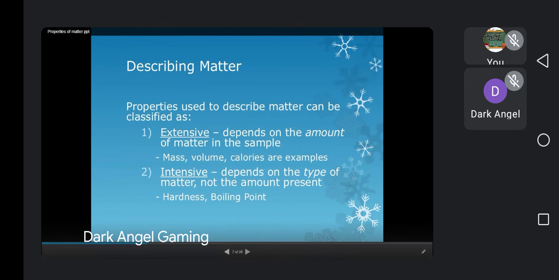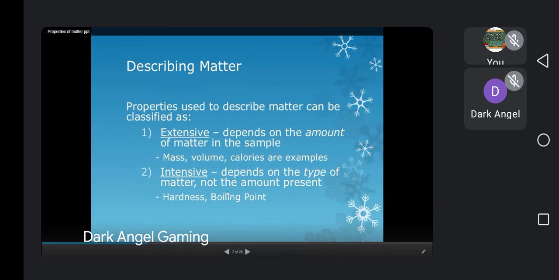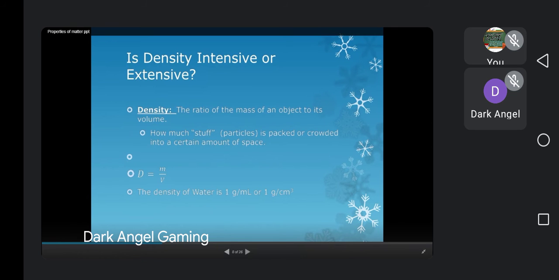So describing matter, properties used to describe matter can be classified as extensive, which depends on the amount of matter in the sample. Mass, volume, calories are examples. Intensive depends on the type of matter, not the amount present. Hardness, boiling point. So next, is density intensive or extensive?